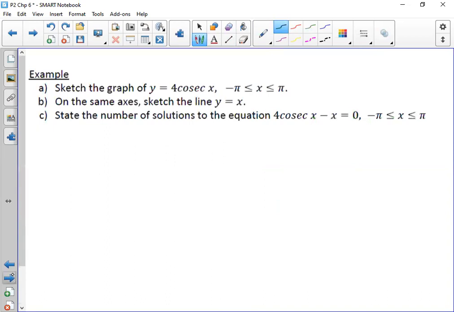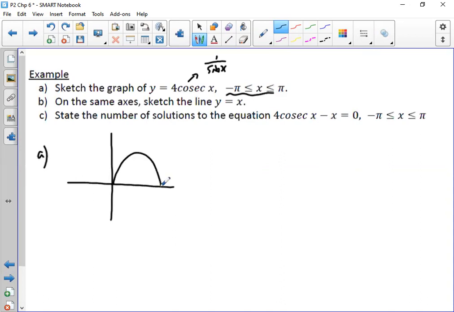Right, next we're going to learn how to use some transformation of that one. Part A, sketch a graph of y equals 4 cosec x where x is between pi and minus pi. So cosec x is the same as 1 over sine x. So the clue is, let's draw a sine x graph first. We want it between minus pi and pi, so be careful, it's not the same as 0 to 2 pi. So we'll just do a rough sketch of the sine graph.